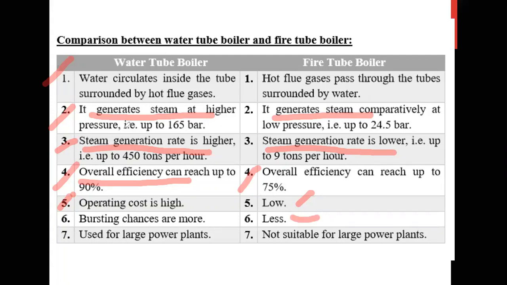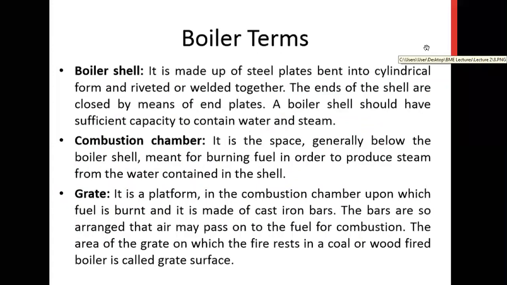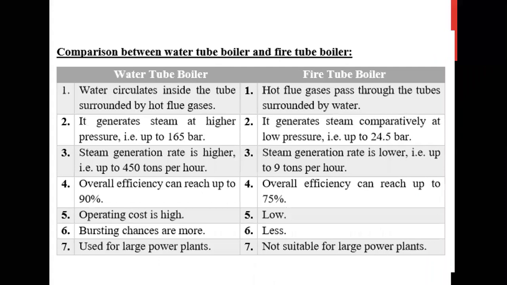As you know that the steam generation is higher, it can generate steam at a higher pressure also. The water tube boiler is basically used for large power plants, but for small or medium types of power plants, the fire tube boiler is basically used. So these are the differences or comparison between the water tube boiler and the fire tube boiler. There are other boiler terms which we can study, no problem, but it's not required right now.